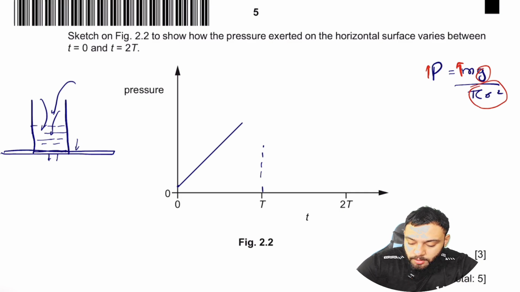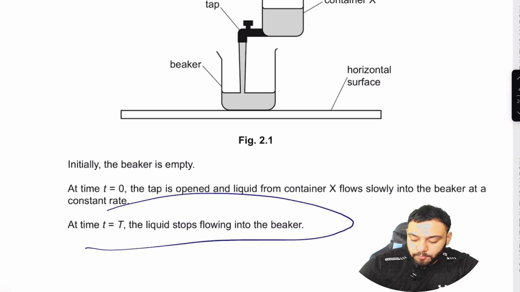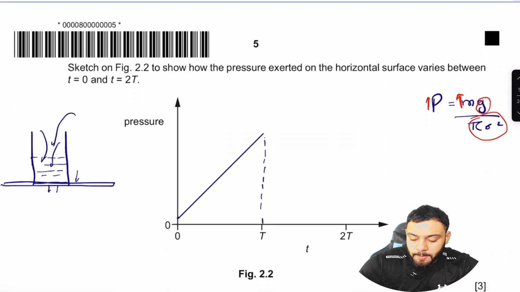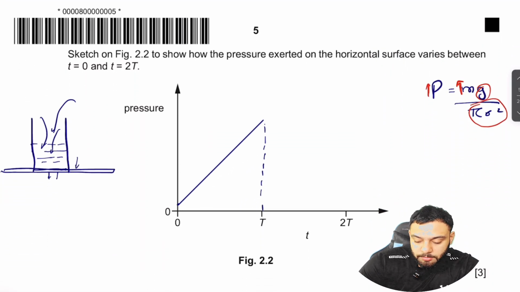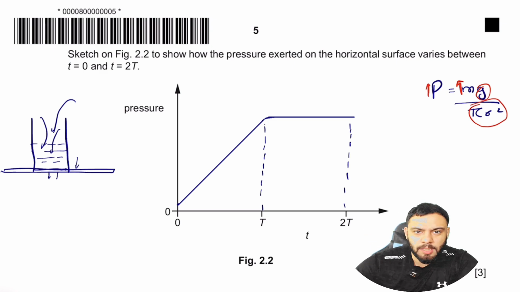At time t, there's no more liquid flowing. So at time t, the liquid stops flowing. Since the liquid stops flowing, that means at this point there would be maximum pressure. And after that, it's just going to be a straight horizontal line. The pressure would remain constant after that. So that's pretty much it for question number 2.